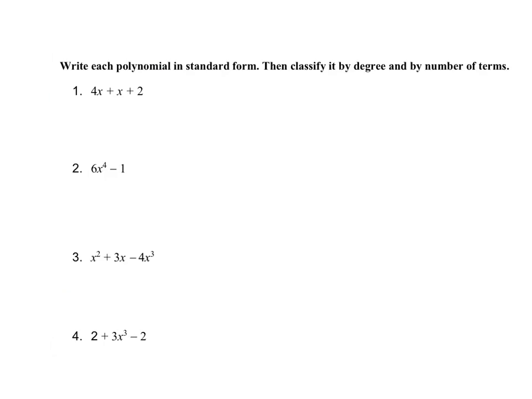So let's start with this one, right? It says, write each polynomial in standard form, then classify it by degree and by number of terms. So let's start. First of all, we have to combine like terms, right? Right here, we can combine those two. So I have 5x plus 2. So that means that this is a linear binomial. Why? Because its degree here is 1, because the exponent is 1.